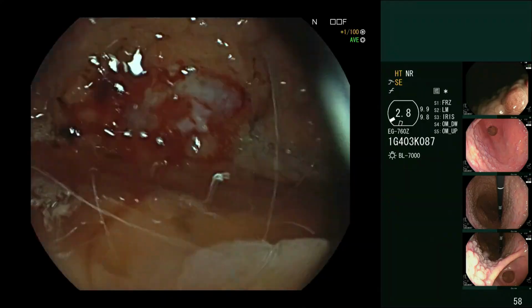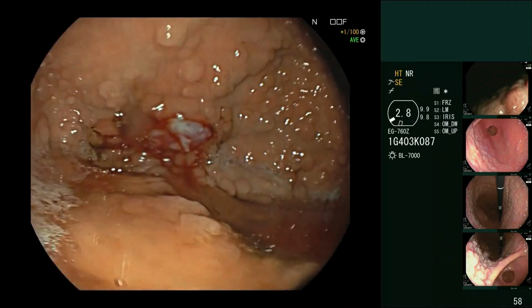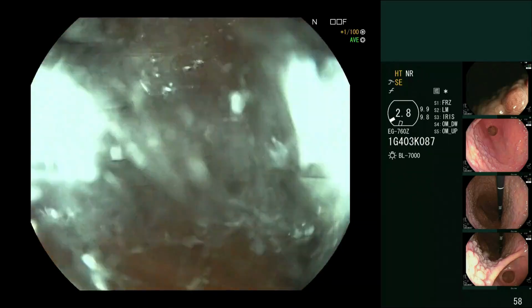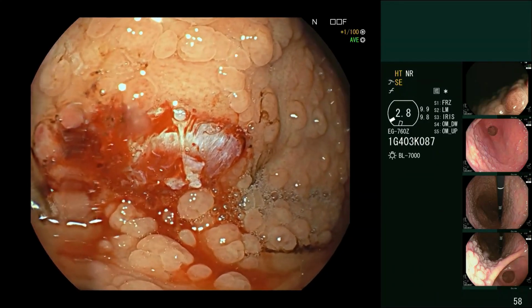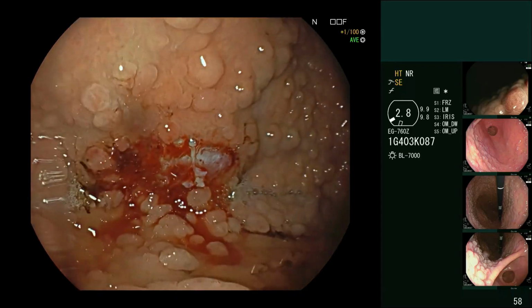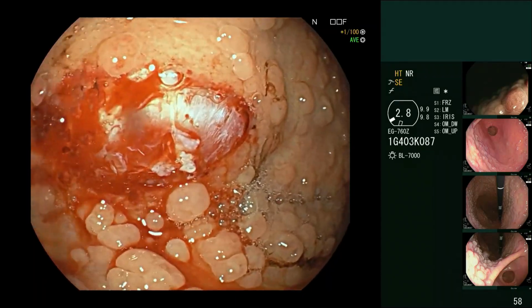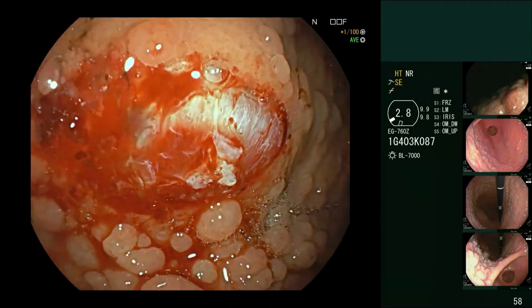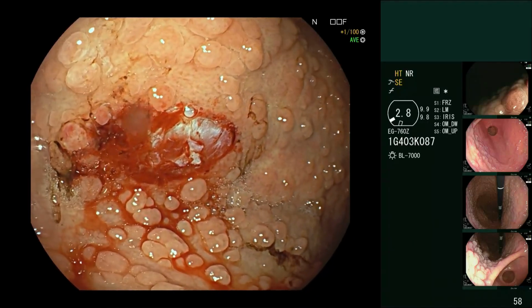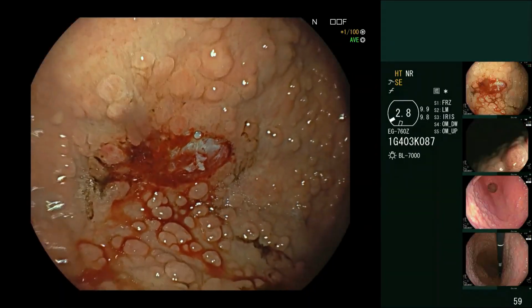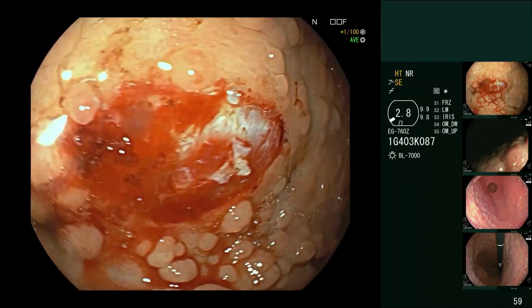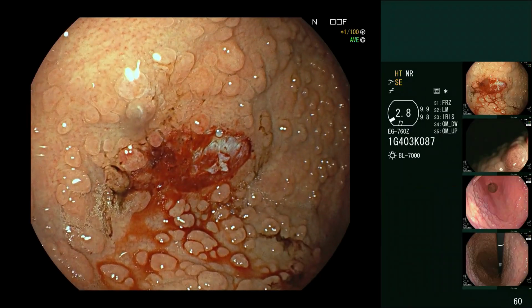And so a couple of things about this. One, you definitely can do cold snare polypectomy in the stomach. Two, this is a nice cold snare polypectomy defect. You have a nice area of completely removed mucosa, probably with some remaining lamina propria and muscularis mucosa, but that's the nature of cold snare polypectomy. Nice crisp margin and target removed. This bleeding in cold snare polypectomy does not need further treatment.